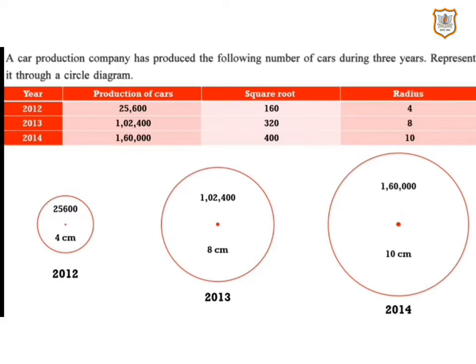So these radii you have to measure on the scale. If the radius is 4, you have to measure 4 centimeter on the scale. If it's 8, you have to measure 8 centimeters. So here we are done with the sum.